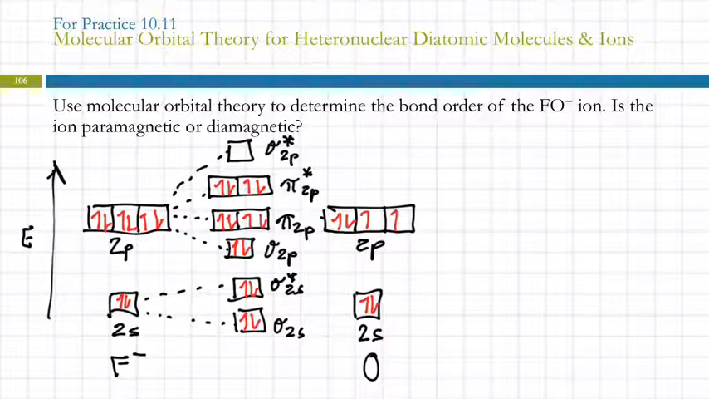So now we want the bond order. Bond order is based on the number of electrons in bonding orbitals. So let's identify those. This is a bonding orbital, and that's a bonding orbital, and this is bonding. So 2, 4, 6, 8 in the bonding orbitals.